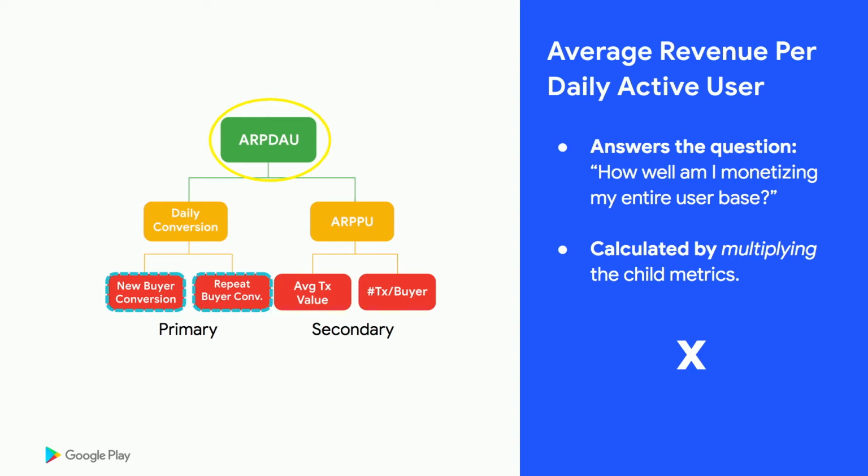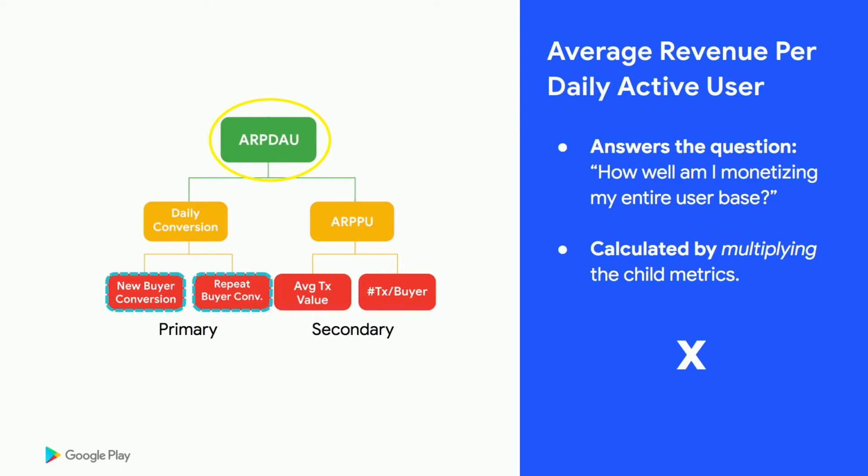We like to break up the metrics that feed into ARPDAU into two types of monetization metrics. You have your primary monetization metric, which is your buyer conversion rate, which helps you understand how well you're converting your entire user base, and understanding your ability to get users to purchase for the first time, and then turning those first-time buyers into repeat buyers.